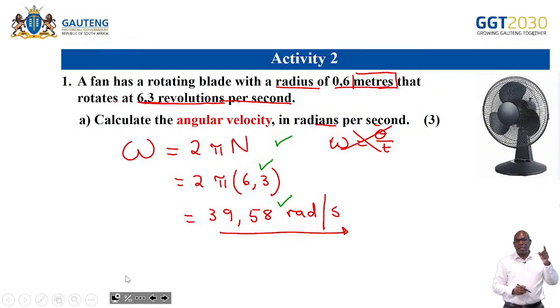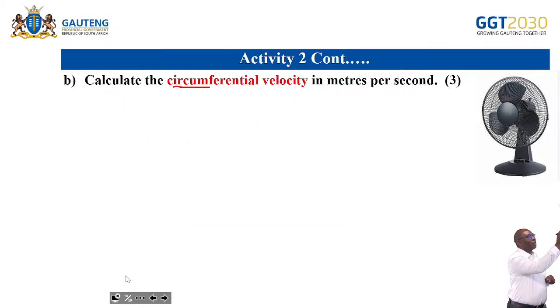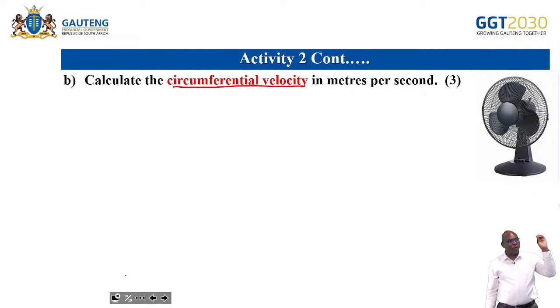Now, the next activity that we're going to be looking at will be the same question, but now we're going to be looking at B, and you have guessed it right. We are now looking at the circumferential velocity. We're still dealing with the same fan. Remember, it is in meters per second.